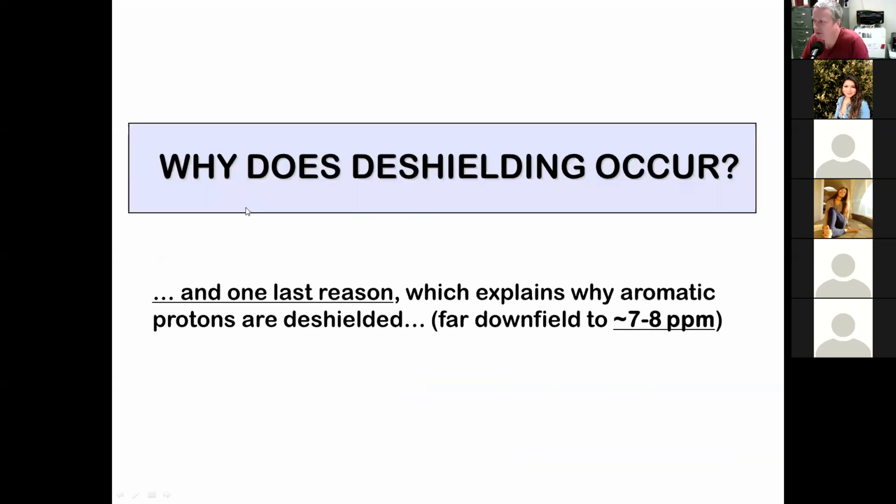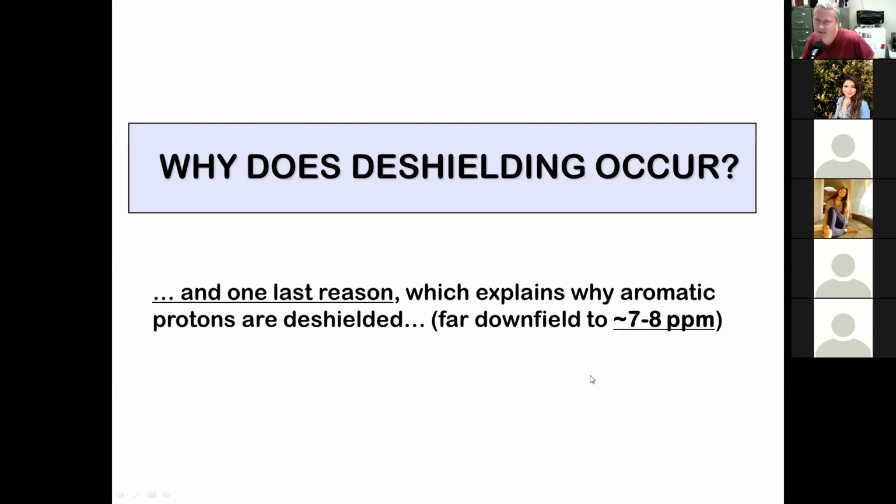Okay, let's keep going. Why does deshielding occur? The second situation: why does aromatic come really far downfield, 7 to 8? Aromatics are kind of weird. Now this chart's going to be, I see some half smileys. All right, I'm going to accept these as everybody's kind of happy-ish. Why are aromatics weird? They come around 7 to 8.